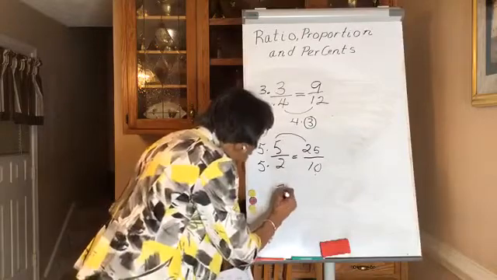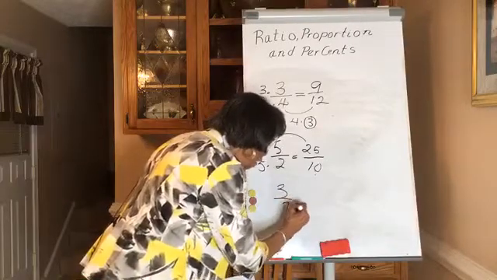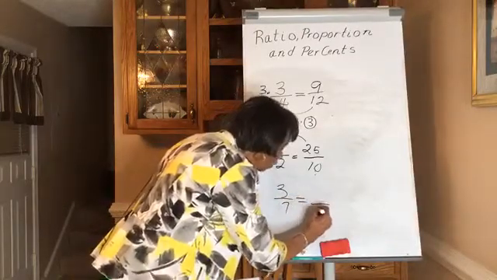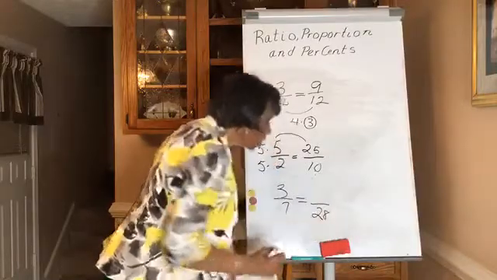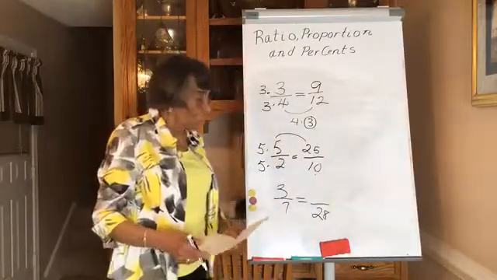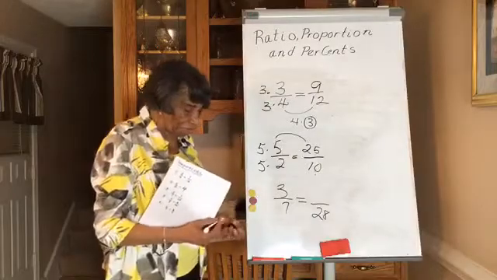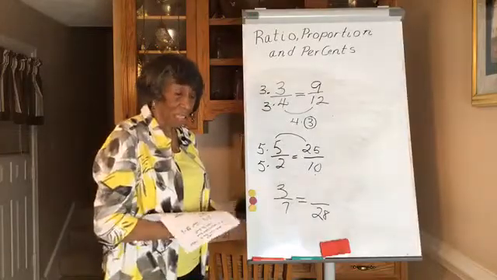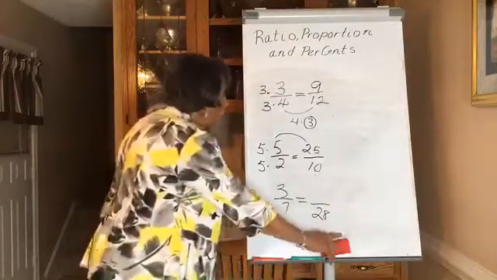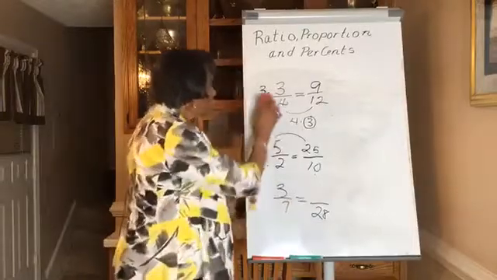3/7 equal, and I'm going to put 28. See if you can figure out what the equivalent fraction ratio is. What is the equivalent ratio?